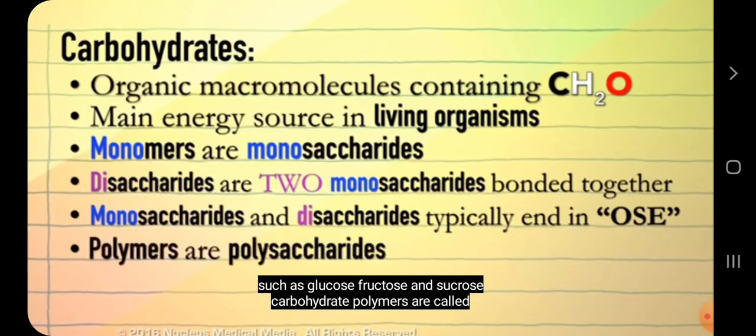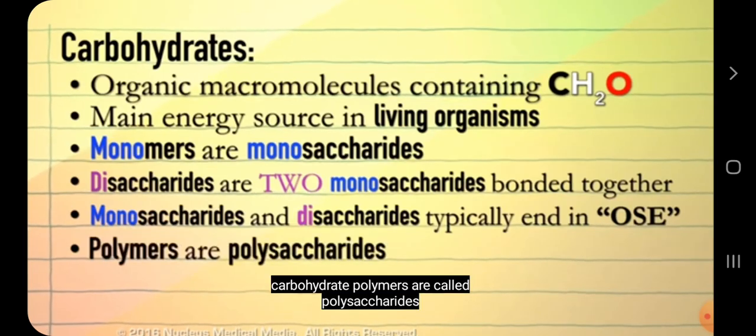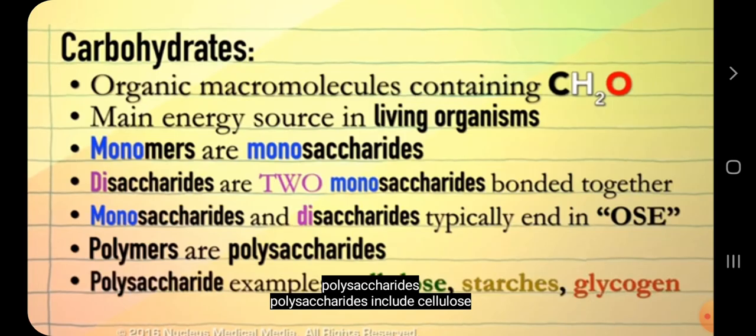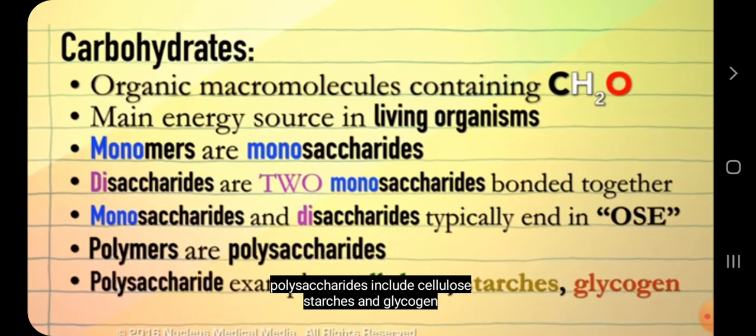Carbohydrate polymers are called polysaccharides. Polysaccharides include cellulose, starches, and glycogen.